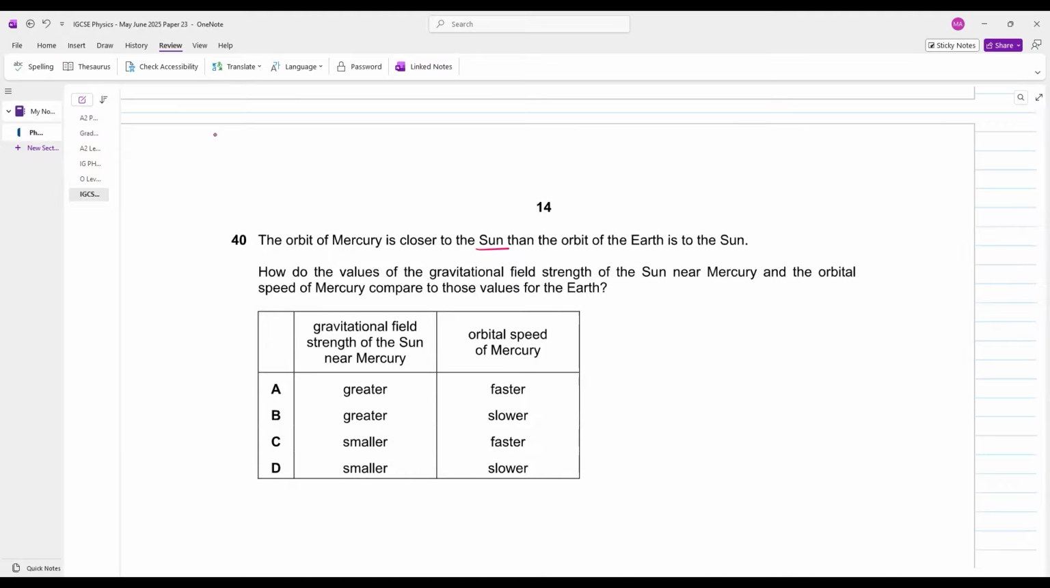आगे बढ़ते हैं बेटा. The orbit of Mercury is closer to the sun than the orbit of Earth is to the sun. How do the values of gravitational field strength of the sun near Mercury and the orbital speed of Mercury compare to the value of Earth? ग्रेविटेशनल फील्ड स्ट्रेंथ ऑफ द सन नियर मर्क्यूरी क्या होगी? ग्रेटर होगी। C और D कैंसल आउट। ऑर्बिटल स्पीड ऑफ मर्क्यूरी भी क्या होगी? फास्टर होगी। A is your answer.